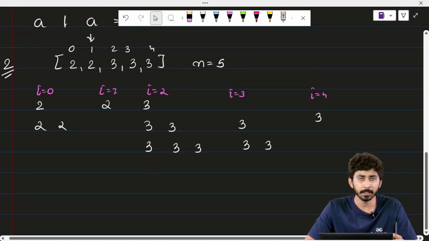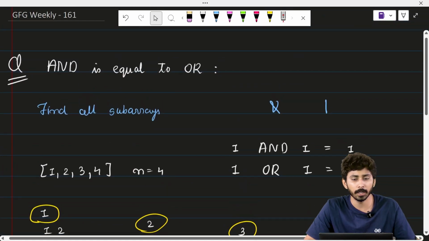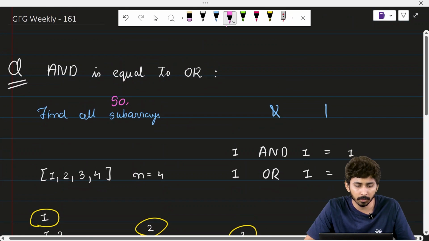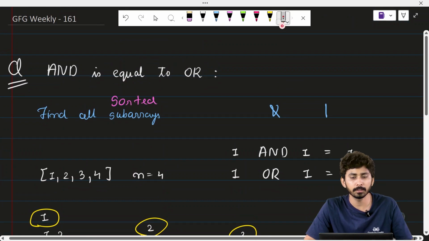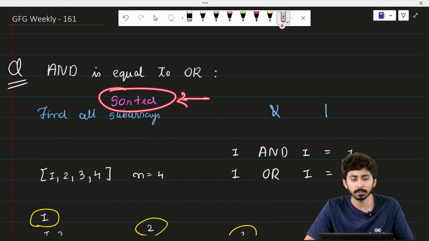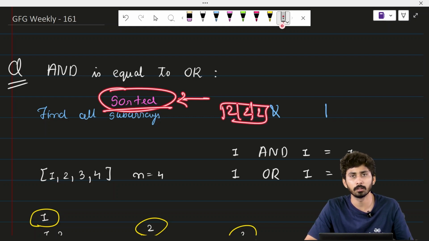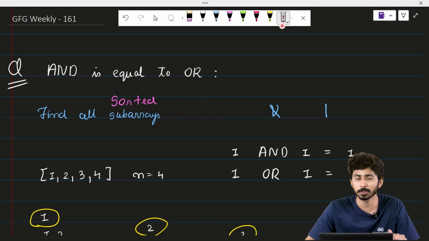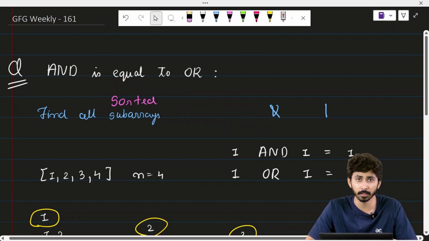Basically, as I mentioned, the array you will be given will be a sorted array. Whenever I say sorted array, you need to understand that duplicate elements will be adjacent to each other. Something like this, right? Do you agree? Duplicate elements in a sorted array will be adjacent to each other. Yes, totally.